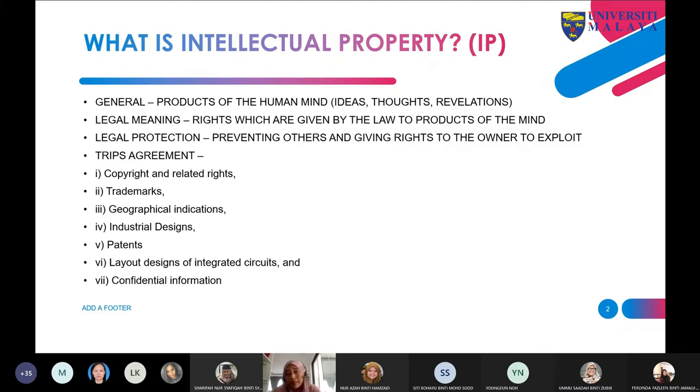And as I mentioned earlier, in order to be protected, it has to be recognized by a legal regime. So we have to create this legal regime here in Malaysia in order for these IPs to be protected. So the main purpose of IP law is to encourage the creation of ideas and inventions by conferring IP owners with the exclusive right, as I mentioned earlier, to commercial exploitation.